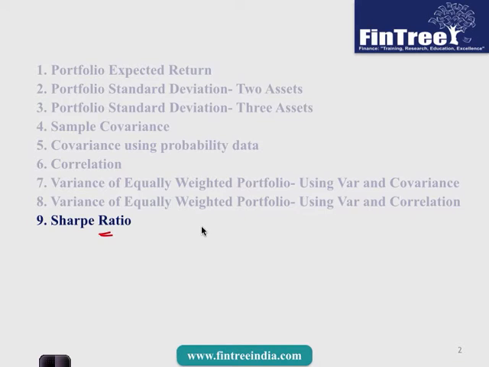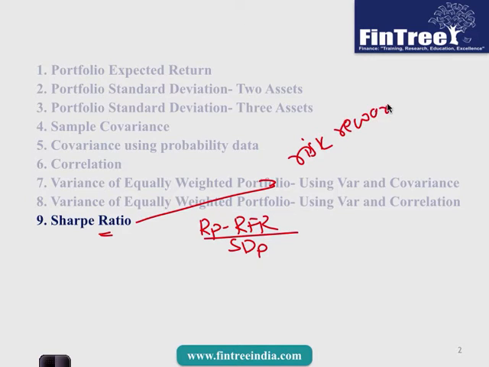Then the Sharpe ratio. This is straightforward. Return on the portfolio minus the risk-free rate, divided by the standard deviation of the portfolio. At times, the Sharpe ratio is also called the risk-reward ratio. So both of the ratios mean the same thing.